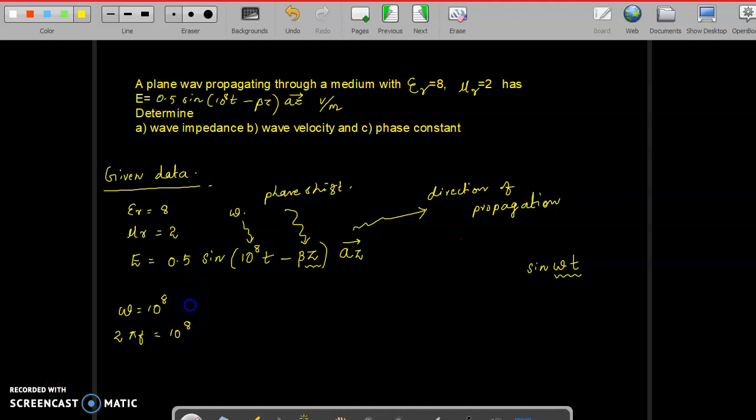So omega is in radian per second, whereas frequency is in cycles per second. So let us find out what is the frequency. f equal to 10 power 8 upon 2 pi, which comes around 15.91 times 10 power 6, that is megahertz. So this is the frequency.